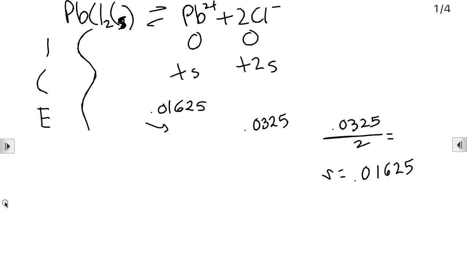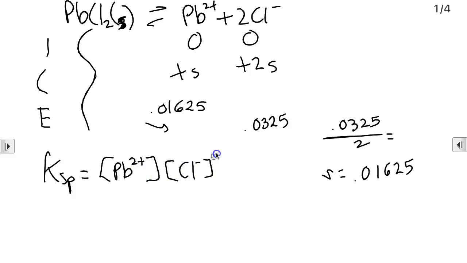So the question was asking, find the Ksp. Well, can I find the Ksp? Do I have enough information? Ksp is going to be equal to the lead plus the chloride, and the chloride squared. So now I'm just going to fill in these numbers. Multiplied, sorry.